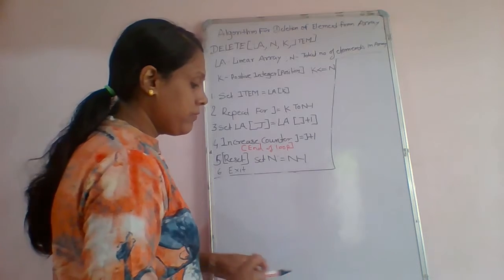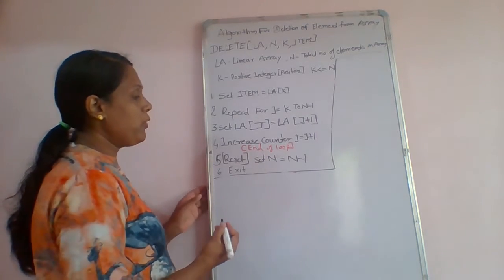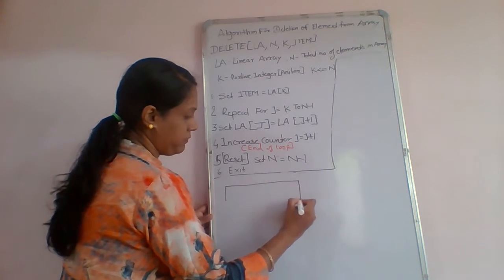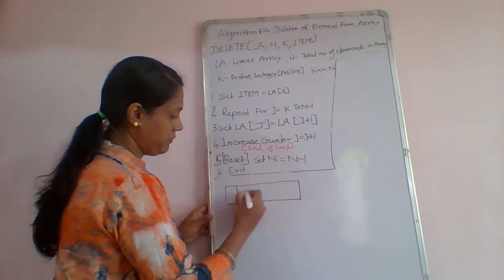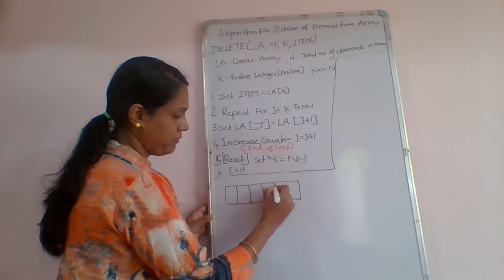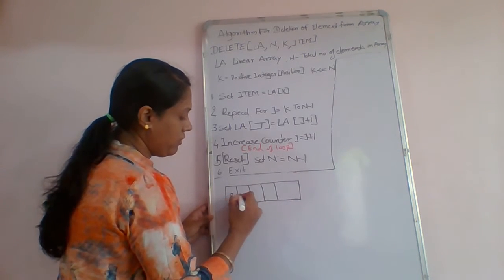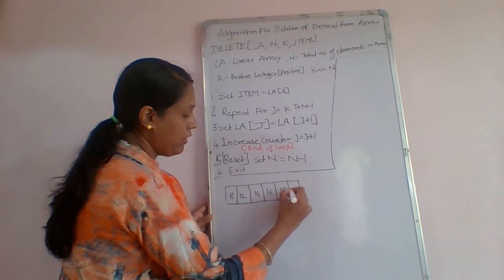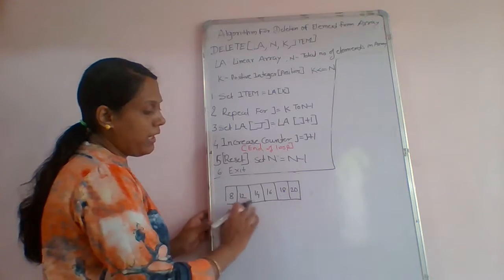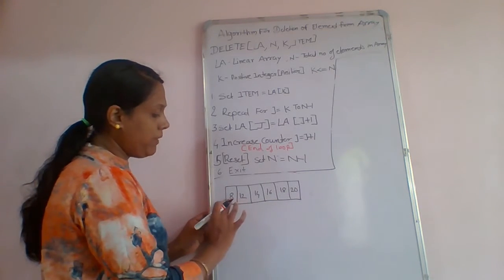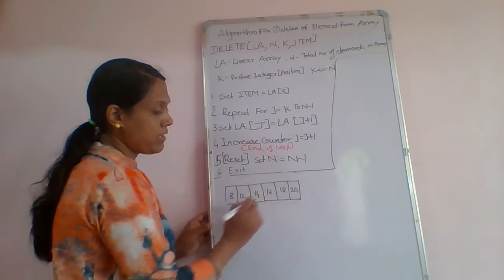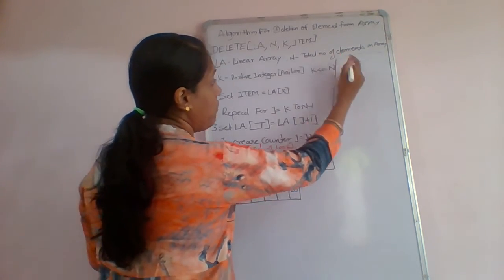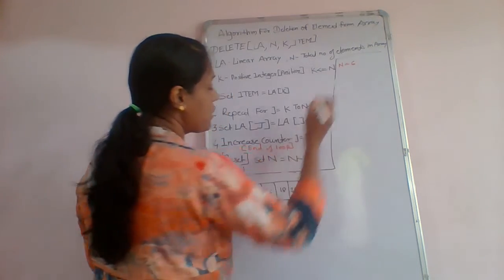Now see how to delete the element from the array. We are taking one array as 8, 12, 14, 16, 18 and 20. This is the element in the array. Now how many elements are there? 1, 2, 3, 4, 5, 6. 6 elements are there in the array. So now our N is equal to what? Total number of elements. So N equals 6.